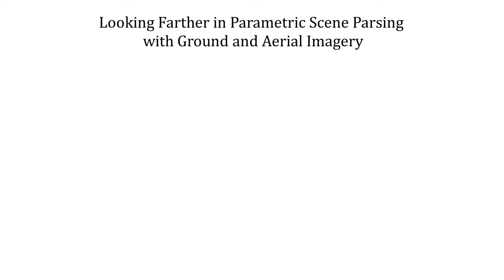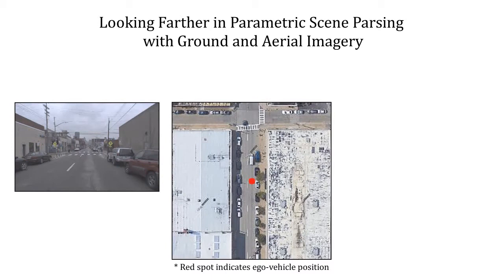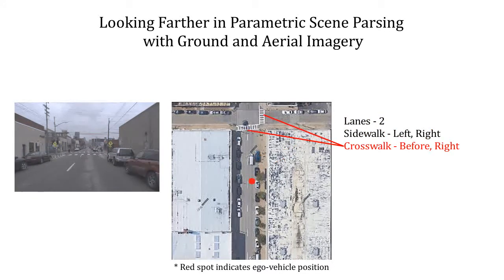We perform the task of parametric scene parsing from ground and aerial imagery. For example, from this pair of ground and aerial imagery, we can infer that the main road has two lanes. Sidewalks to the left and right. Crosswalks before the intersection and right of the intersection. Side roads to the left and right of the main road.